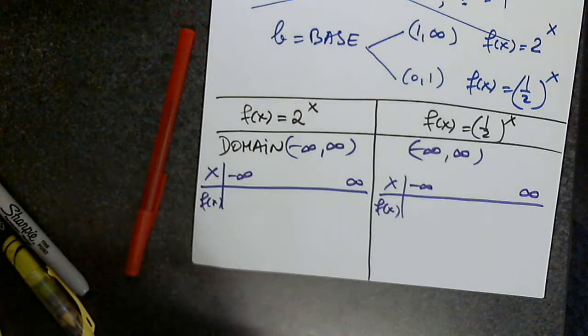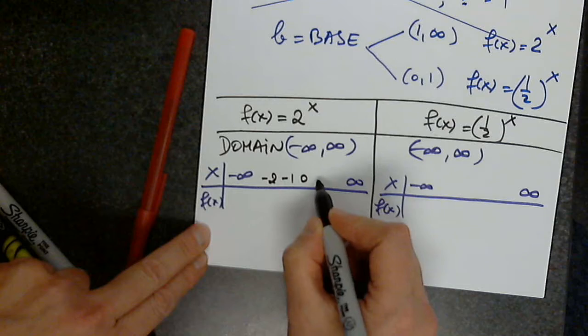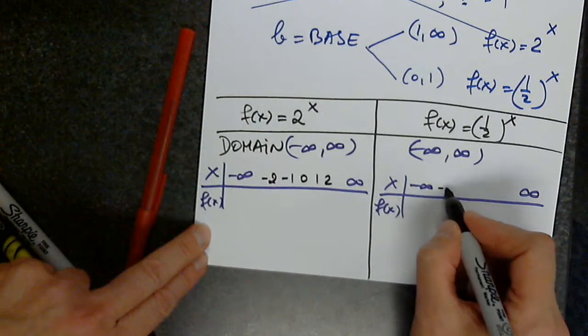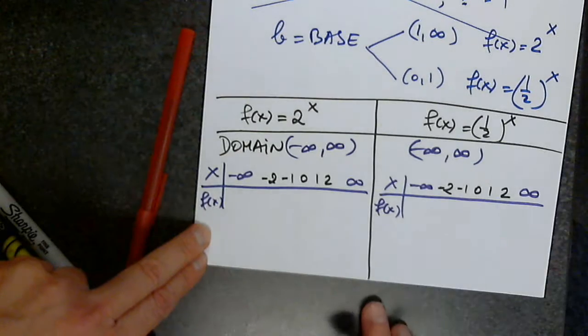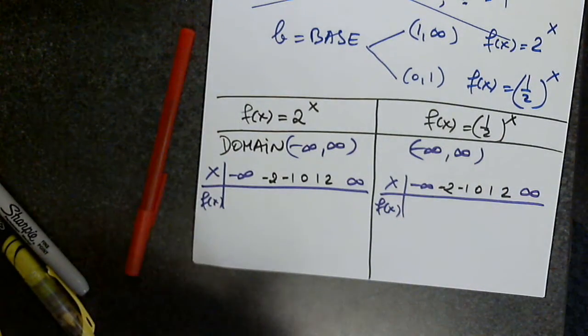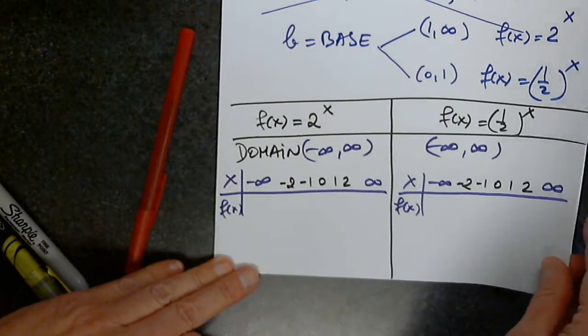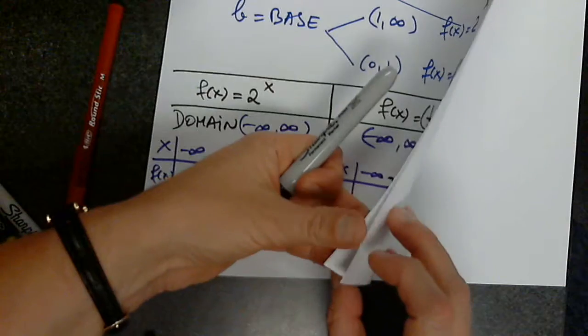Now, let's pick some values. Let's say -2, -1, 0, 1, and 2 in both. -2, -1, 0, 1, and 2. In the first function, please, let's plug in -2. What do we get when we plug in -2?